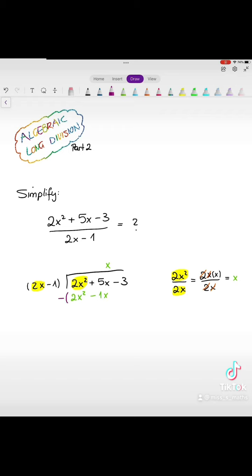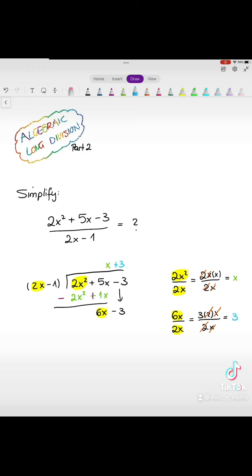So we divide 2x squared by 2x, we're left with x, so we multiply x by the whole bracket 2x minus 1, and we then subtract that whole bracket from the 2x squared plus 5x and see what's left. So what's left then would be 6x, which we now divide by 2x, and we're left with 3.